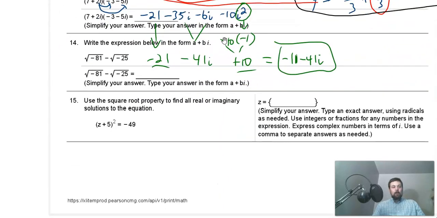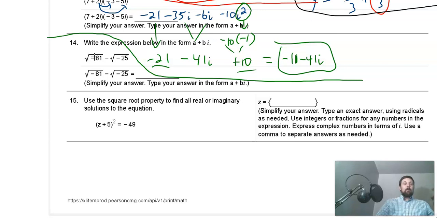Okay, let's take a look at number 14. So here you're simplifying these square roots. Remember, the square root of a negative number is going to be imaginary. So the way I process this is the negative ends up being an imaginary number outside the square root. And so it becomes, sorry, I'm saying the wrong thing, i square root of 81.